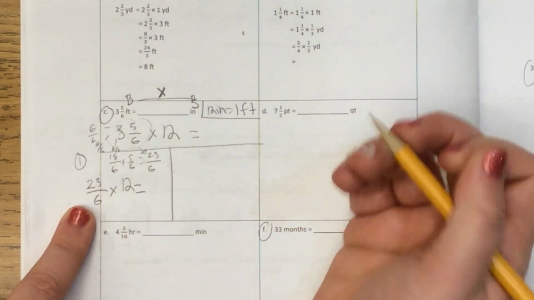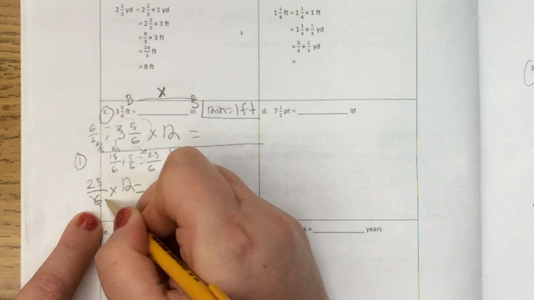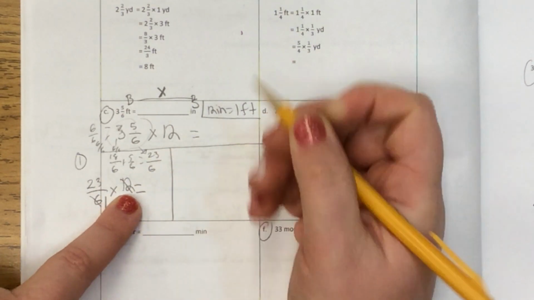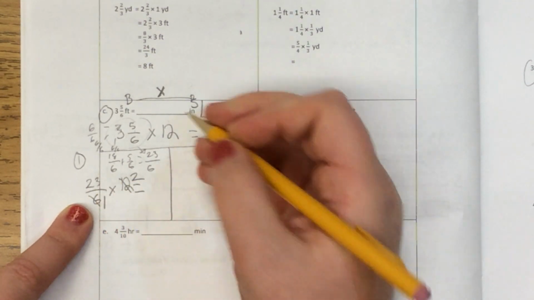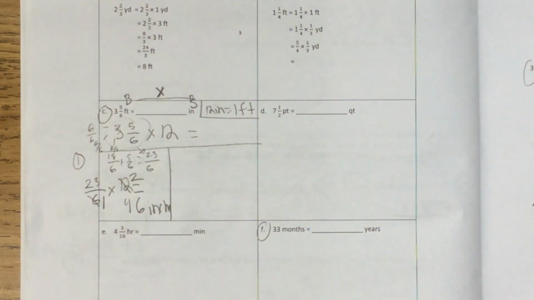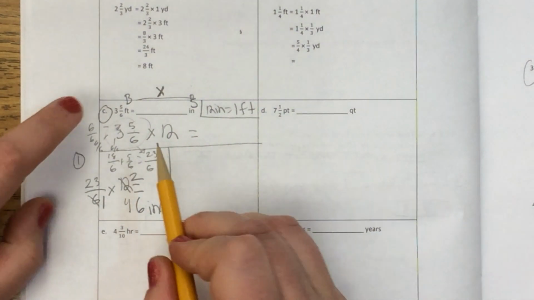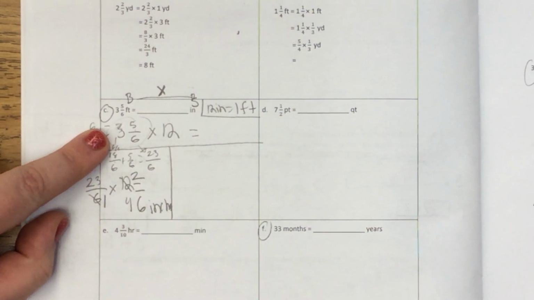Well, I know from previous that I can simplify this. 6 and 12, 6 can be divided by 6 to get 1. 12 can be divided by 6 to get 2. So then I'm just doing 23 times 2, which is 46 inches. So that's option number 1, where we converted 3 5/6 into an improper fraction and then multiplied.